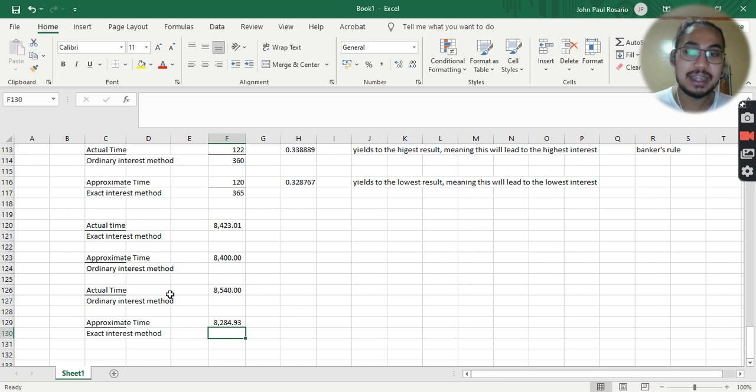So, again, it is called the banker's rule. And if problems are silent, use the banker's rule. So what is this silence? What if it doesn't say whether to use actual time, ordinary actual time, or approximate time? Count the actual number of days. If it doesn't say whether ordinary interest or exact interest, meaning how many days in a year, 360 or 365, use 360. Okay? So let's put that in our notes here.